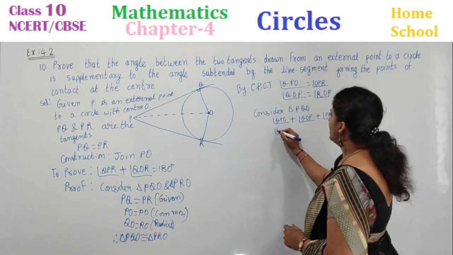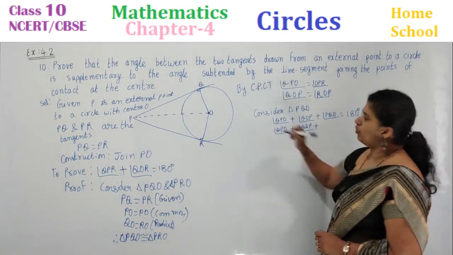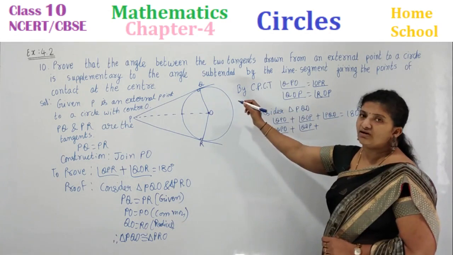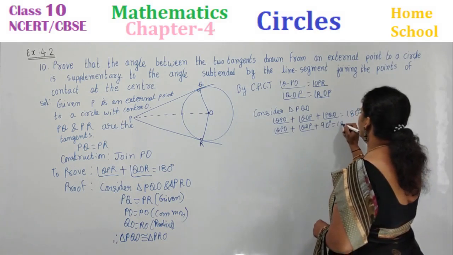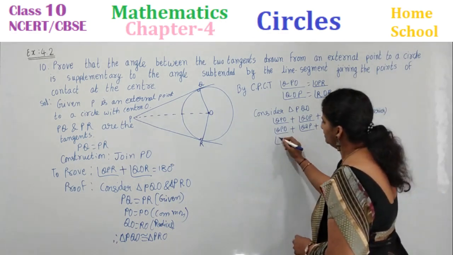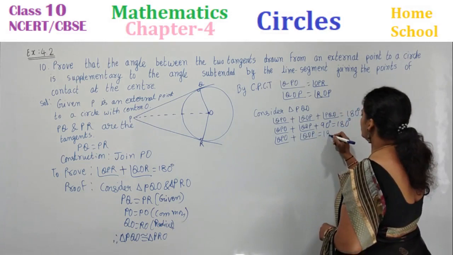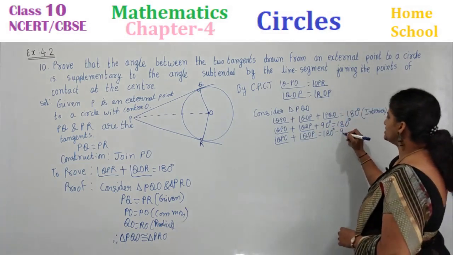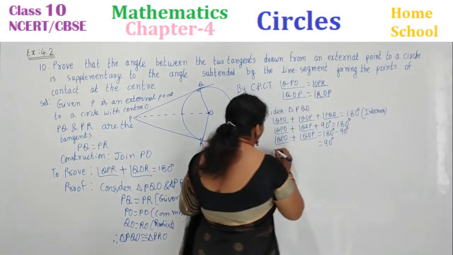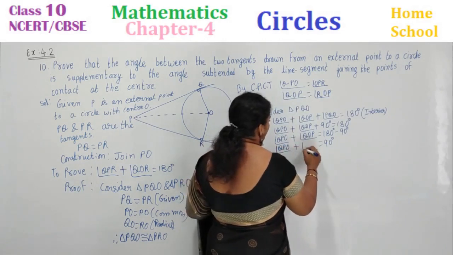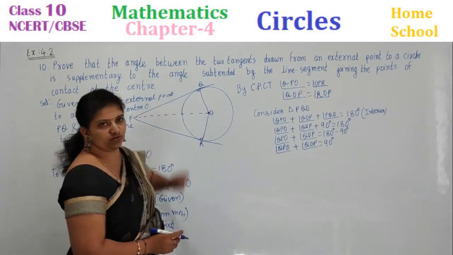What is that? Angle QPO plus angle QOP plus PQO. A tangent drawn from an external point is always perpendicular to the radius of a circle. This will be 90 degrees. Then this 90 degrees goes to the other side. Angle QPO plus angle QOP is equal to 180 degrees minus 90. If it comes to this side, it is minus. 180 minus 90 will be 90 degrees. So, what did we get here, children? Angle QPO plus angle QOP is equal to 90 degrees. Look here, this angle plus this angle is equal to 90.